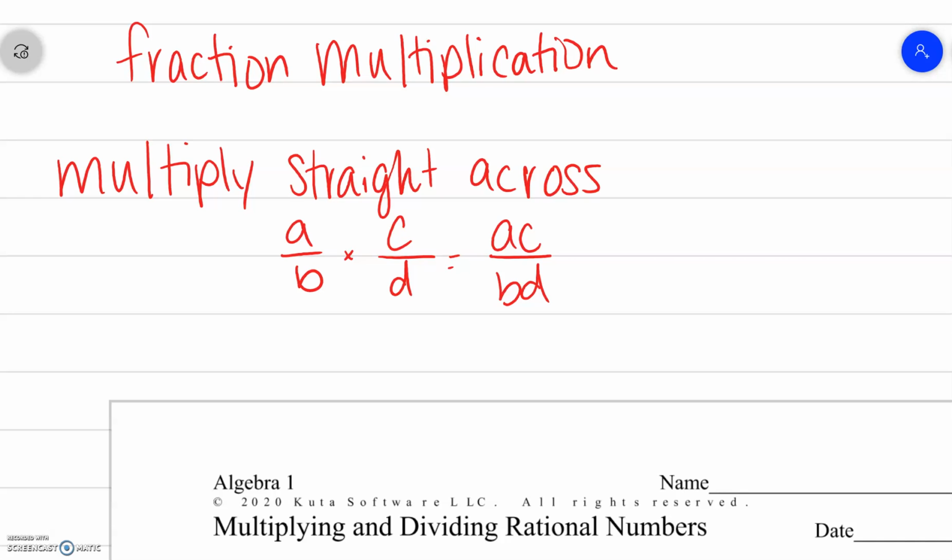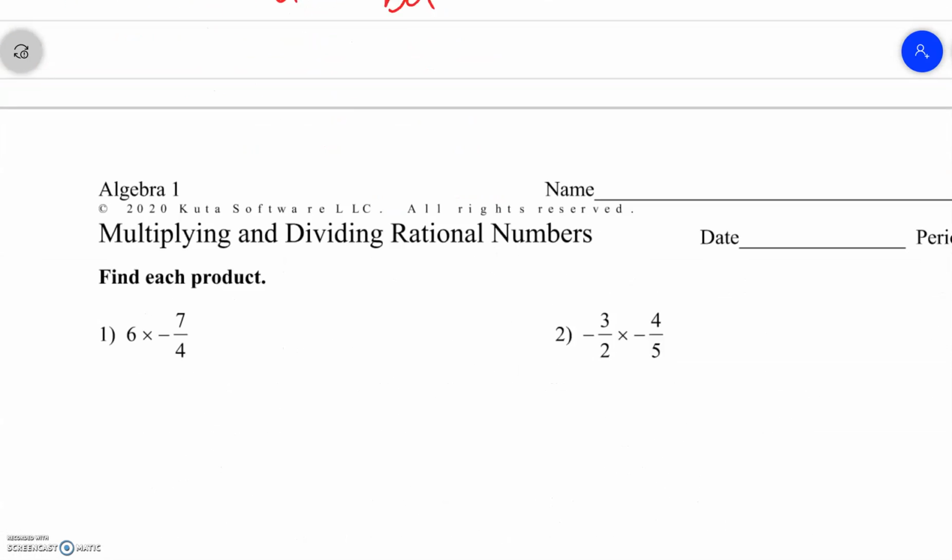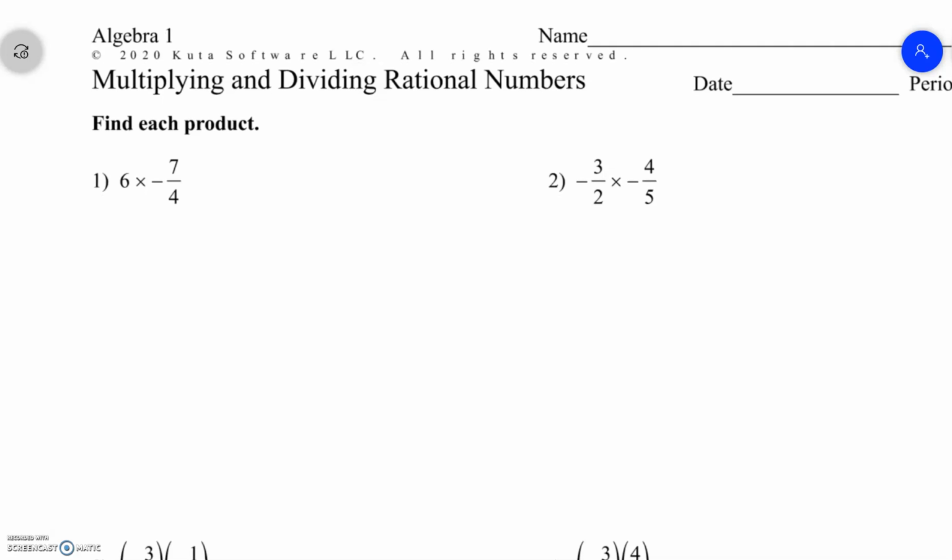All right, so let's do some examples with some numbers. My first problem is 6 times negative 7/4. So 6 is a whole number, but all whole numbers can be written as rational numbers if you just write them over 1. So any number you see can be written over 1. So I'm going to rewrite it so that way they're lined up.